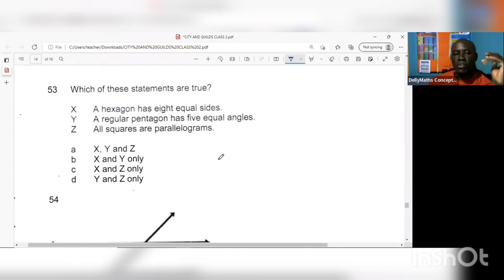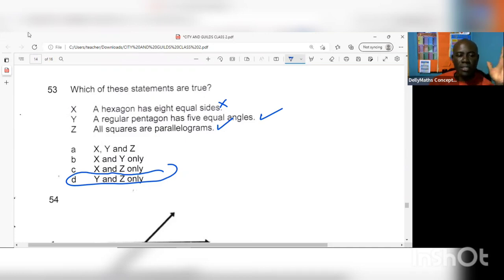Which of the statements are true? A hexagon has 8 equal sides. Incorrect. A regular pentagon has 5 equal angles. All right, this is correct. Regular is given when the sides and angles are the same, so that is correct. All squares are parallelograms. This is also correct. So Y and Z only, I'm looking for Y and Z only. So this is good.